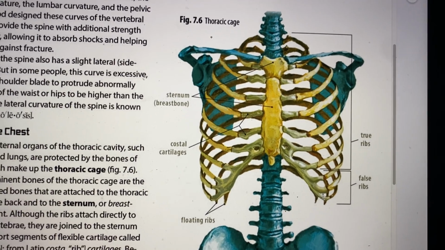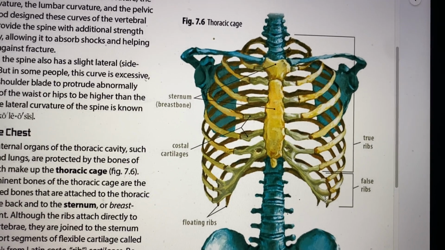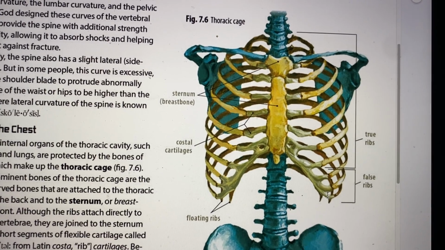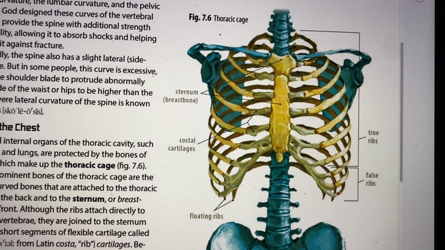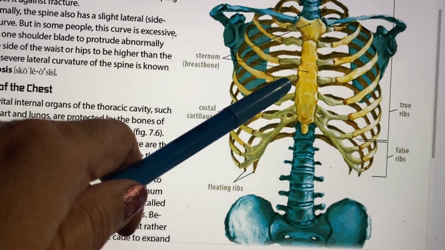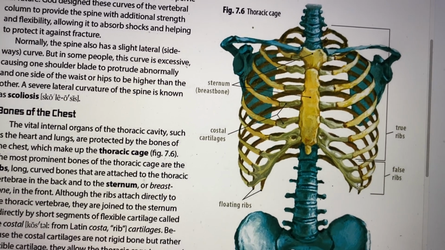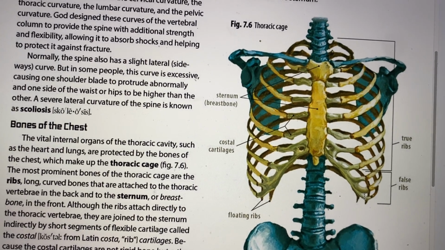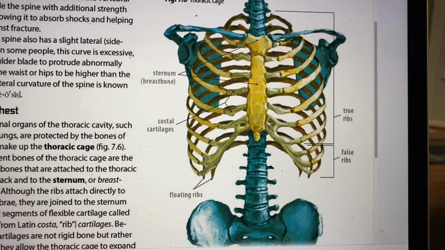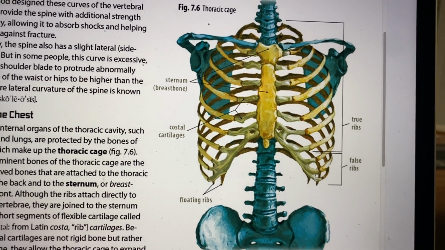So we have 7 pairs of true ribs, and then we have 3 pairs of false ribs, which do not connect to the sternum. That makes them false. They don't attach to the sternum. And then we have some floating ribs at the bottom, 2 pairs of floating ribs. So the true ribs attach to the sternum, and then we have the 3 pairs of false ribs, and then 2 pairs at the bottom. So that's in a normal body, okay?